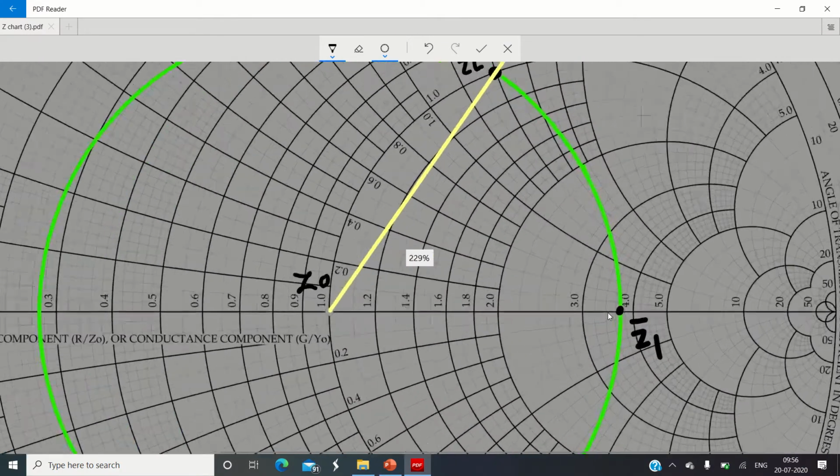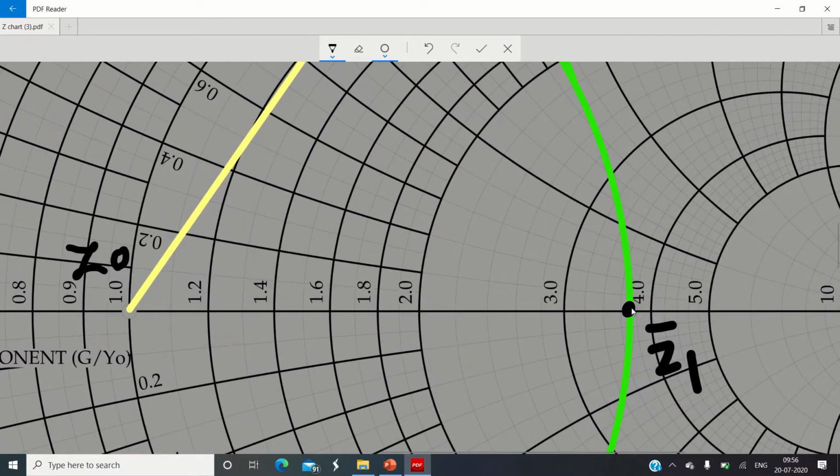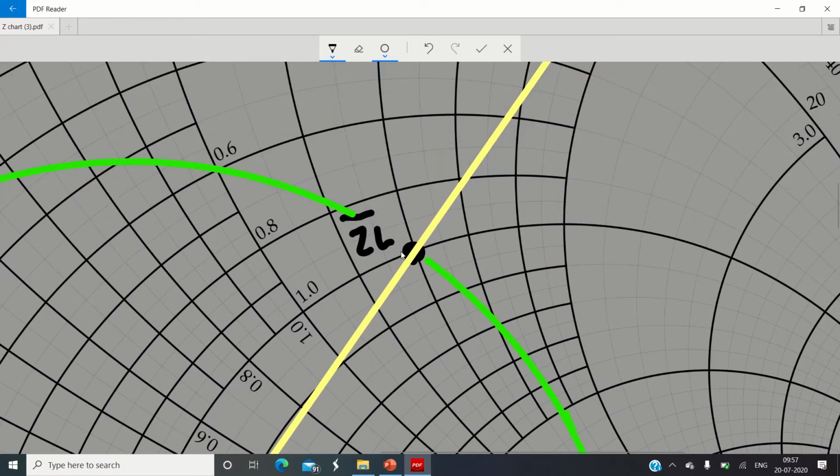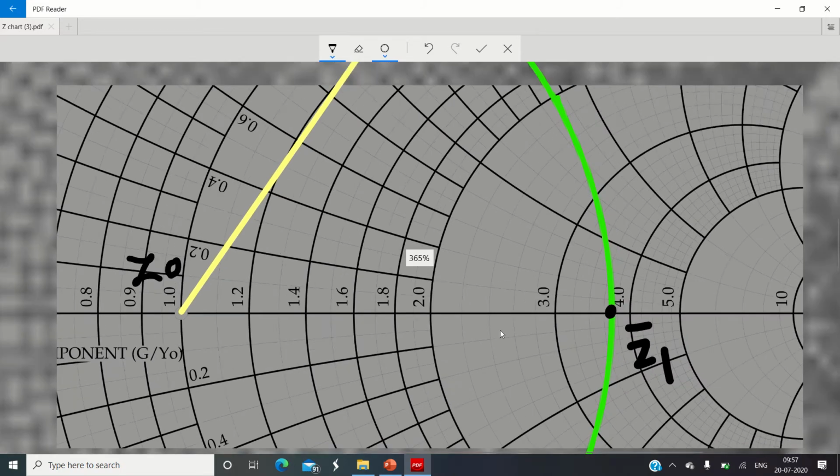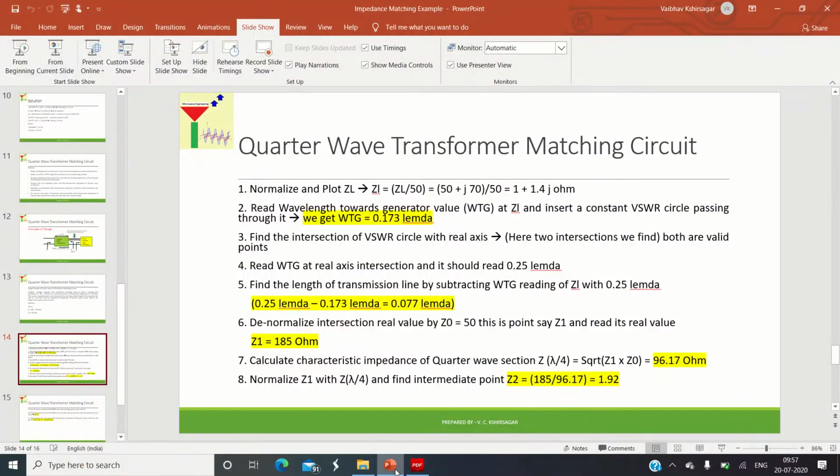I will zoom in a little bit so that we can read the value. So here it is intersecting, wherever I mark the black color dot over here. Okay, so that is Z1 bar. So we got the intersection with the real axis, so that this particular ZL bar point got converted into a real value, and the imaginary value is removed. Here, what is the normalized value? It is 3, 3.2, 3.4, 3.6. It is around 3.7.